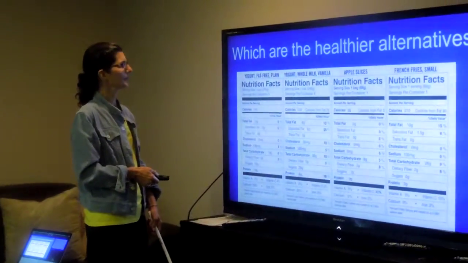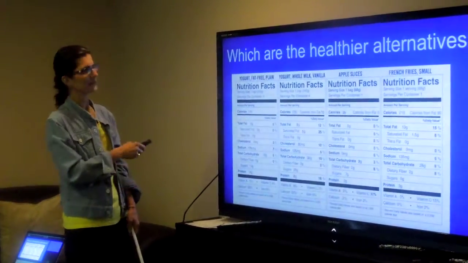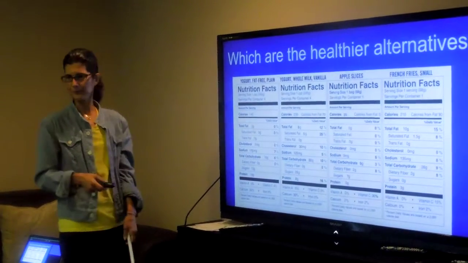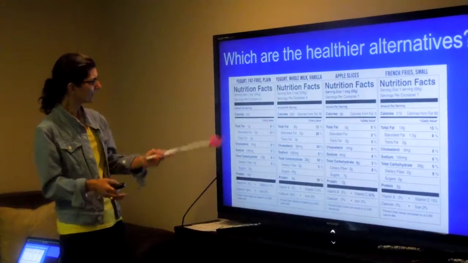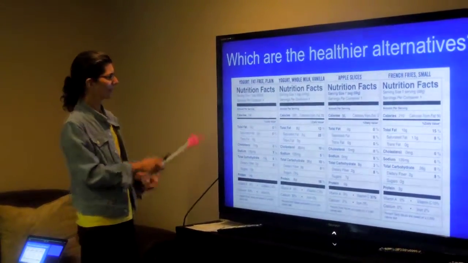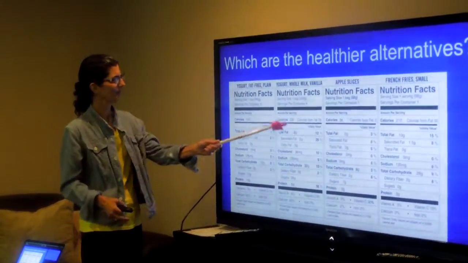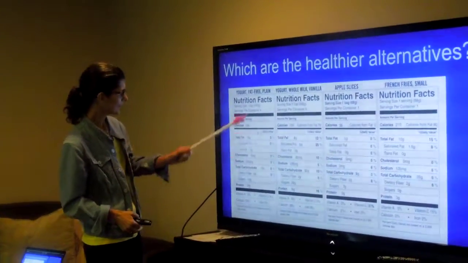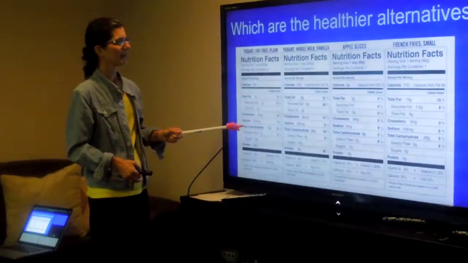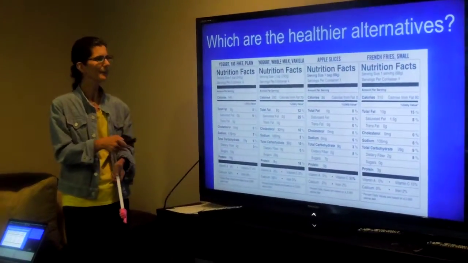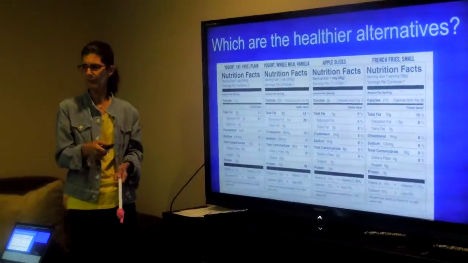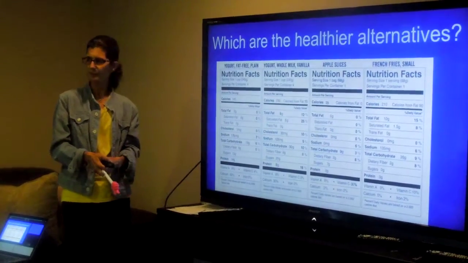Okay, gang, so let's look at 4 different product labels. Take a few minutes to look through it. Keep in mind your calories from fat, and look at the percent daily value. Okay? So take a few moments, look and review this, and let me know which one you feel are your healthier choices.